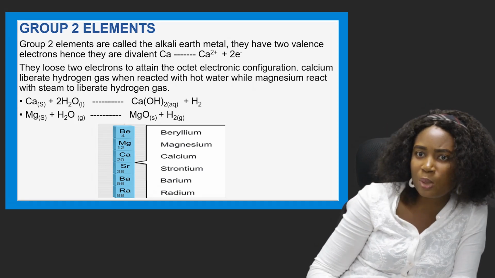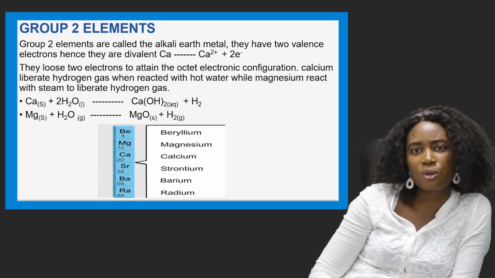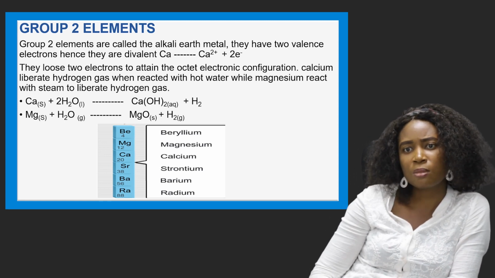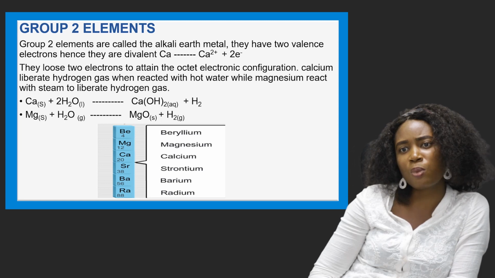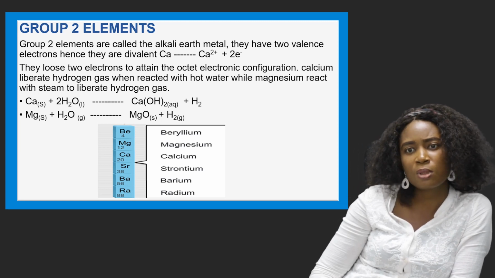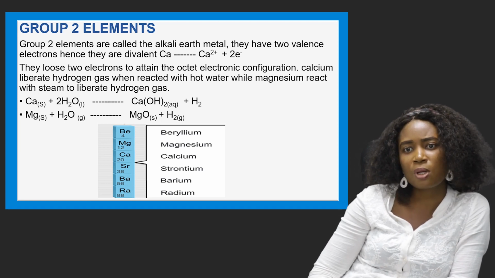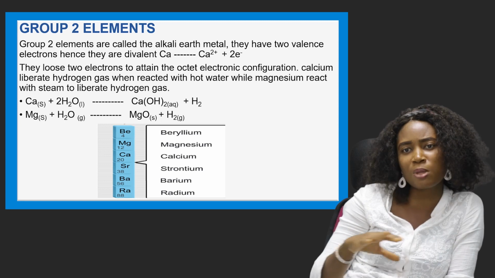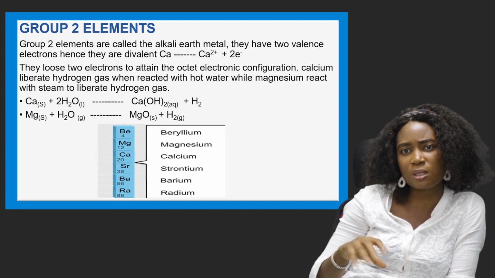We have different elements that are found in group 2. The first one among them is beryllium, followed by magnesium, followed by calcium, followed by strontium. All these elements are found in group 2, and they show similar chemical properties.